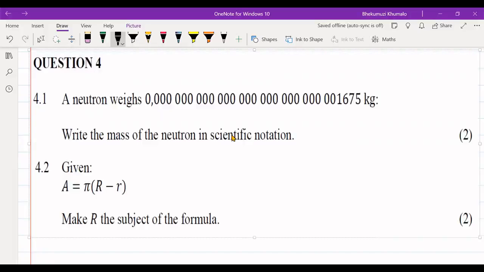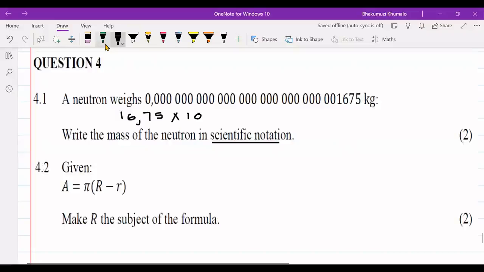So what do we have to do in this case? Basically, we need to just count how many zeros there are and then place the comma in between. So maybe we want the answer to be 16, comma 75 times 10 to the exponent what? Remember, because it's scientific notation, times 10 to the exponent what? That's what we need to figure out. Now, how do we figure that out? What should we put in the exponent? Because we're going to be moving it to the right hand side like this, that would mean that basically it's going to be negative. But now we need to count how many times we did that.